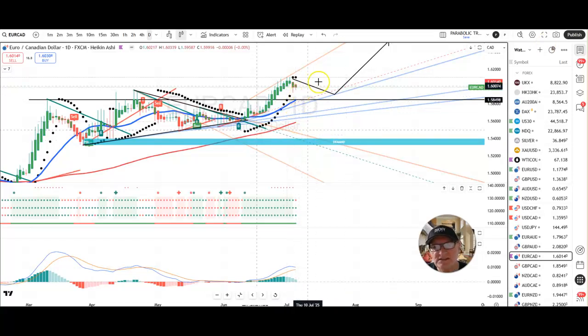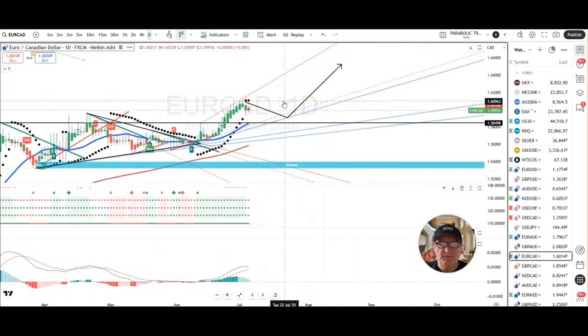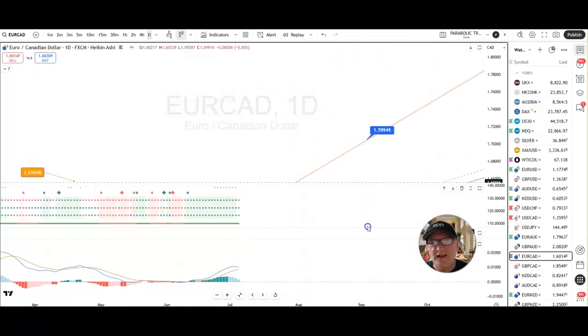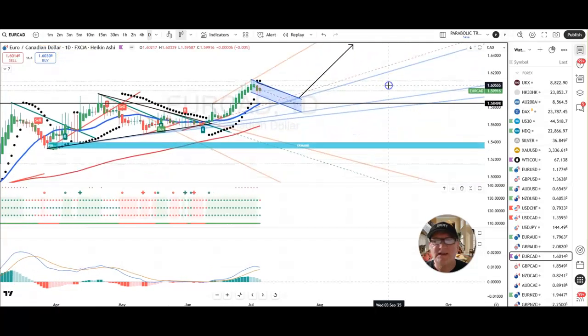Okay, so this is not, for all intents and purposes, parabolic, but it won't take much for this to occur. So what's likely to happen is you're going to see some kind of channel formation, something like that, and then you're going to see a breakout in the week. Once that happens, I'll let you know. And the target is 170.50, so a big target indeed.